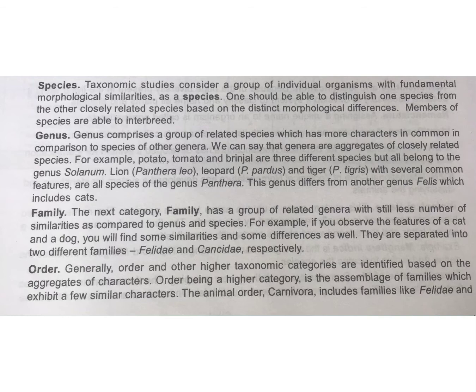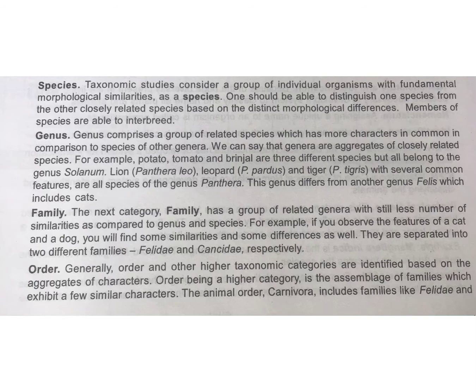So students, species is indicating the smallest group in which each and every individual is having maximum morphological similarities. Then it is followed by genus. Genus has certain common points regarding few of the species. The examples are also given here, like Solanum. Solanum is a genus, the name of potato. Then lion, leopard, tiger. So Panthera is the common genus name, but species names differ, like Leo, Pardus, Tigris, like this.